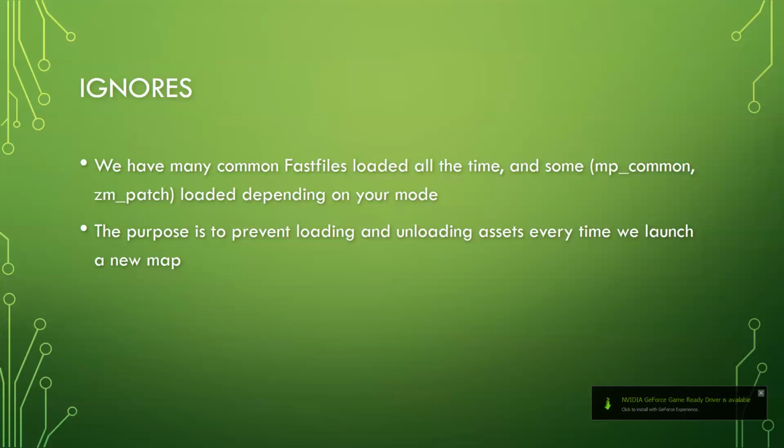Just real briefly, the purpose of having MP common and ZM common and all those fast files is because it's full of assets that are common to every MP level, but aren't used in other modes like CP. So if you go from one MP level back to the front end, back to another MP level, we keep MP common loaded the entire time, so you don't have to reload all those assets.